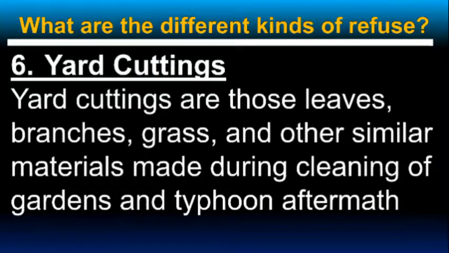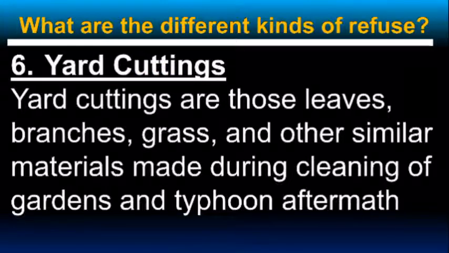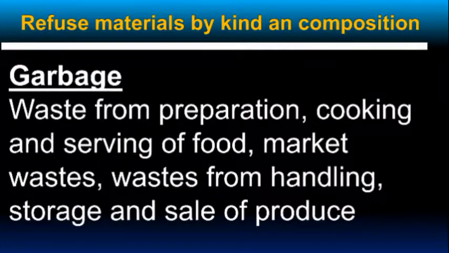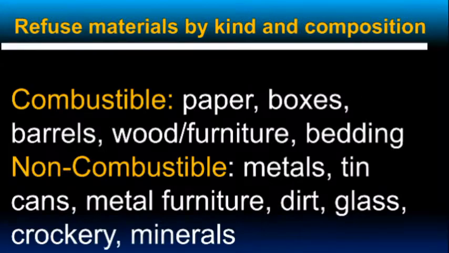Number 6 is yard cuttings. Yard cuttings are those leaves, branches, grass, and other similar materials made during cleaning of gardens and, of course, typhoon aftermath. Garbage, then, are waste from the preparation, cooking, and serving of food, market waste, waste from handling, storage, and sale of produce.